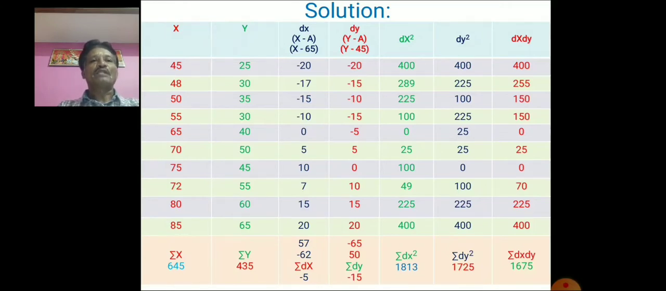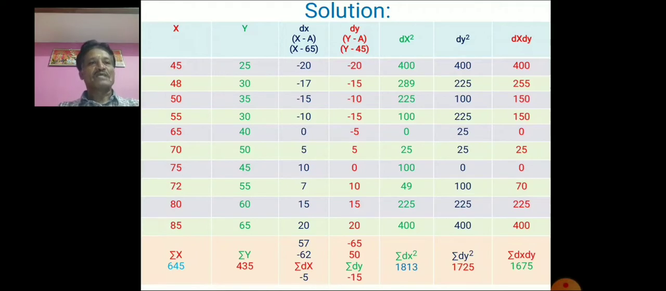Now we have to estimate the dx dy values. Here we have to multiply the dx value with the corresponding dy value. So here minus 20 into minus 20 is 400. In the same way you have to take the product of dx and dy. The dx dy values are 400, 255, 150, 150, 0, 25, 0, 70, 225, 400. Now you take the total of all the dx dy values. The total is equal to 1675. Here the sigma dx dy is equal to 1675. At the time of calculating dx dy, you have to be very careful about the sign, whether both the values are in the same sign or in the opposite sign.